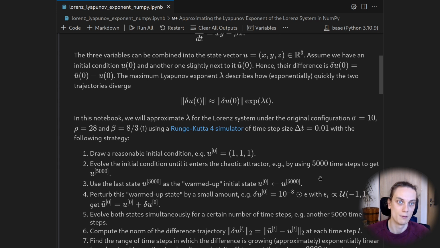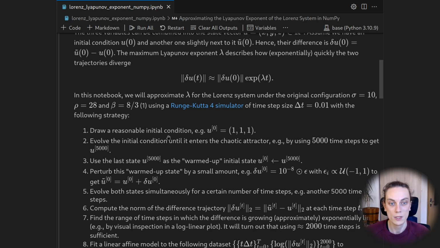I would say one of the most intuitive ones is a perturbation approach, and this one works as follows. We will start with a reasonable initial condition, now called u upper index 0, because we're now in this discrete time stepping scheme with a fixed time step width. And we're going to evolve that one. So, for instance, assume we start at 1, 1, 1, or another reasonable initial condition. Then we will evolve this initial condition until it enters the chaotic attractor. So here we just do 5,000 time steps, because then we are on this butterfly shape.